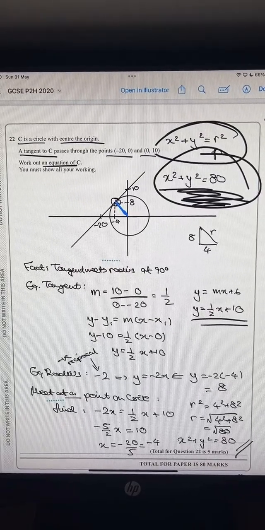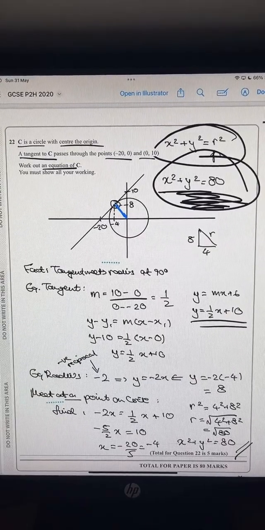Can't mess up on paper 2. My grade 9 will be in jeopardy. You gotta lock in. Just focus for these next few weeks and then enjoy a very long summer, guys.